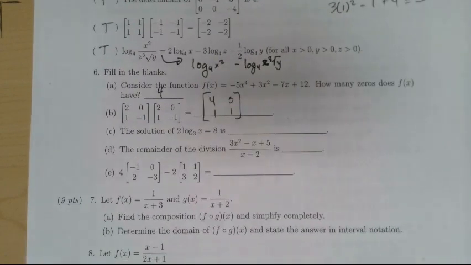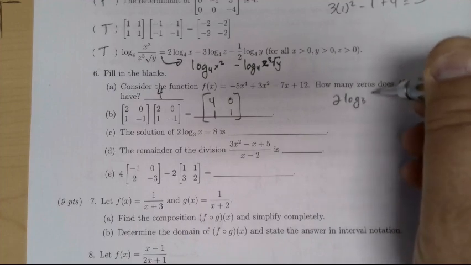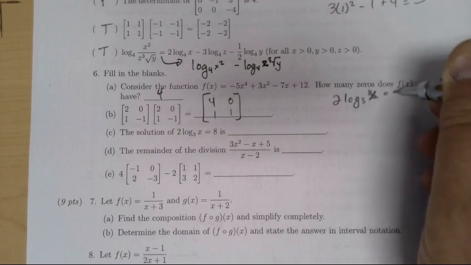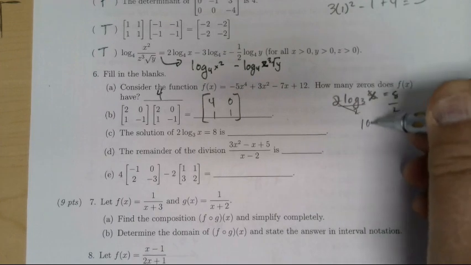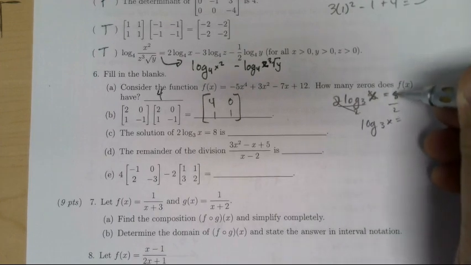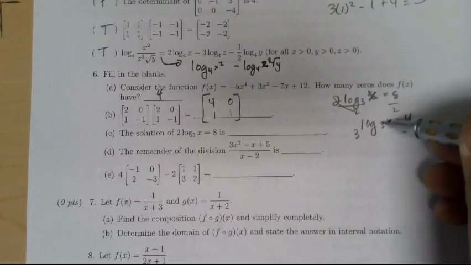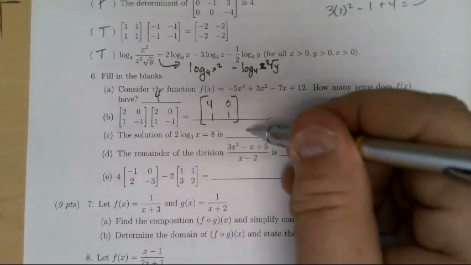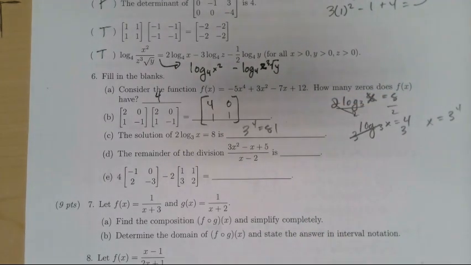The solution of 2 log base 3 of x equals 8 is, well, I'm going to divide by 2 on each side, and I get the log base 3 of x equals 8 divided by 2 is 4. Then I'm going to exponentiate. I'll cancel that with that base of 3, and I get x equals 3 to the 4th. Well, 3 to the 4th is the same as 81. So there's my solution. Cool.